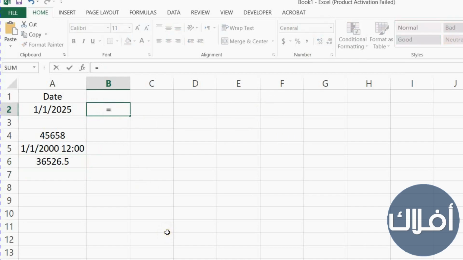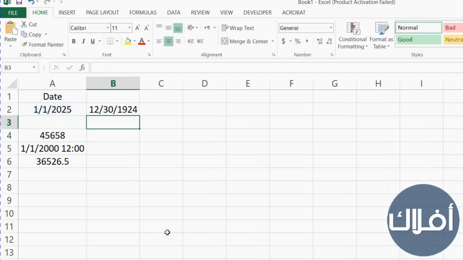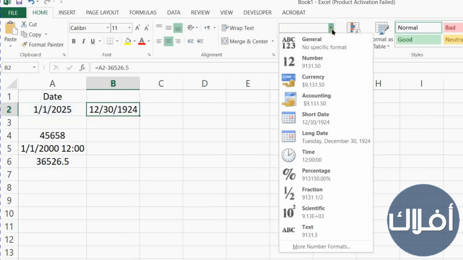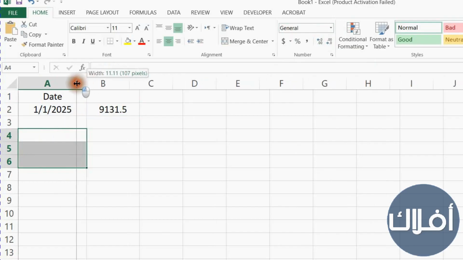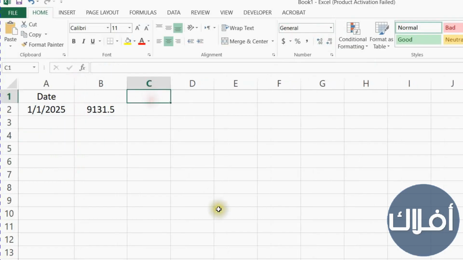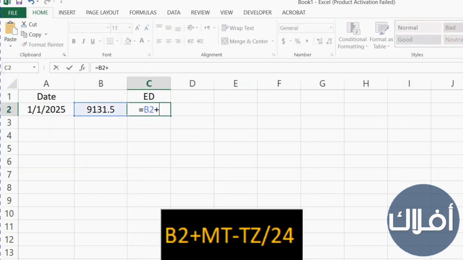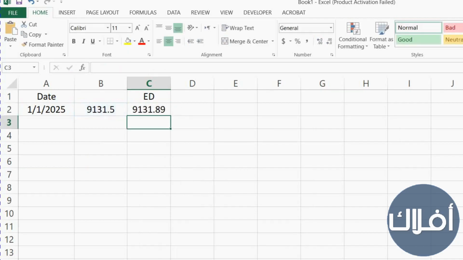So we can find the number of days passed since 1st of January 2000 noon time. All we need is to subtract the date minus 36526.5. And this will give us the number of days passed from 1st of January 2000 noon time until 1st of January 2025 midnight. Next is to calculate the ED for the mean time. So it's equal to this number plus MT minus TZ over 24 to convert this to Greenwich Mean Time. And this is the result.